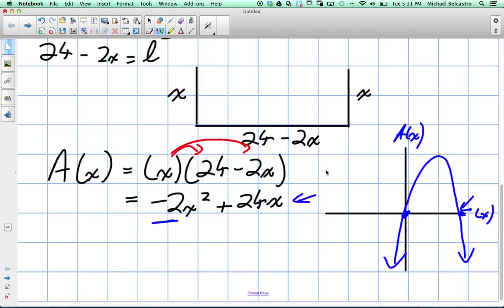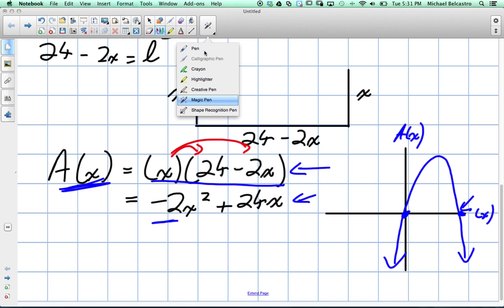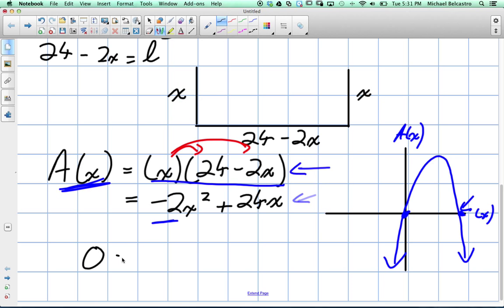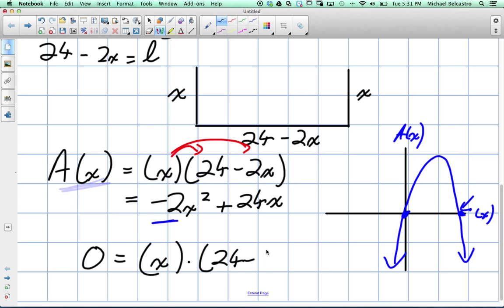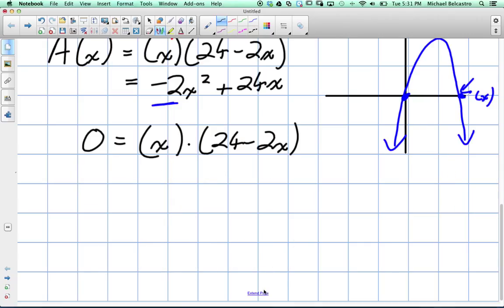If we were to kind of factor, we'd actually go back here. This is like a factored form. Okay? So we need to find where area is 0. So we set area equal to 0, which is equal to x times 24 minus 2x. Okay? Well, we know that when we're multiplying to create an x, one of these two must be x. So we split the equation. Okay? We know that x must be equal to 0 and 24 minus 2x must be equal to 0. These are going to be our two x-intercepts. And we already know one of the x-intercepts is when x is 0. That makes sense, right?